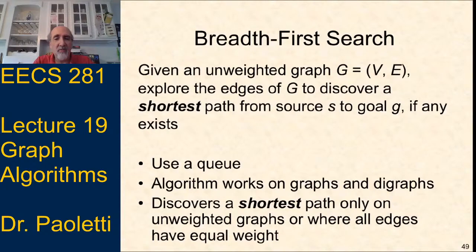Okay, breadth first search. So when we do a breadth first search, we're given an unweighted graph. We want to discover the shortest path from a start to a goal, if any exists. And we're going to use a queue. It works on graphs, it works on directed graphs. It will discover a shortest path either on an unweighted graph or if all edges have equal weight. They're synonymous. If I just say, hey, all the edges are of weight 1, well, then that's the same as all being unweighted, and I just want the number of steps that it's going to take. So breadth first search will find the shortest if it's unweighted or every cost is the same.